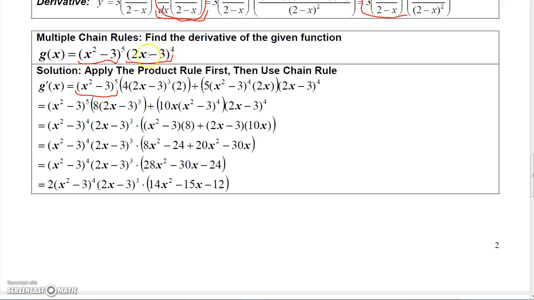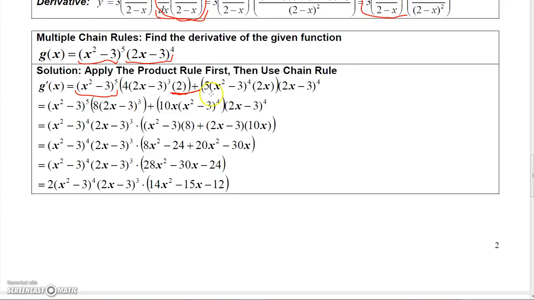derivative of the second. But when I do this second one, I've got to apply the general power rule. So the derivative of this would be 4 times (2x − 3) to the 3rd, and then times the derivative of the inside, which is 2. And that's what students generally forget on a problem like this.